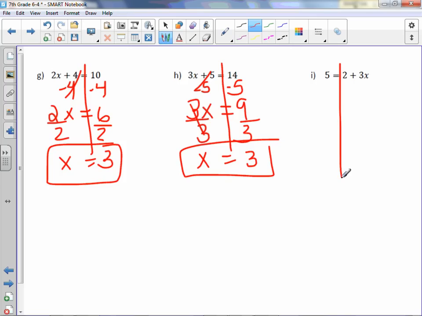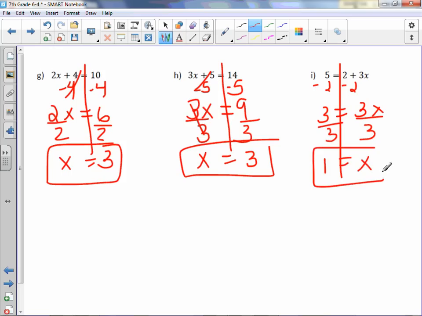Letter I, a little backwards. You've got x on the right-hand side. You've got the constant in front of it. It is a positive 2, so we are going to subtract 2 from both sides. 3 equals 3x. Divide by 3. 1 equals x.